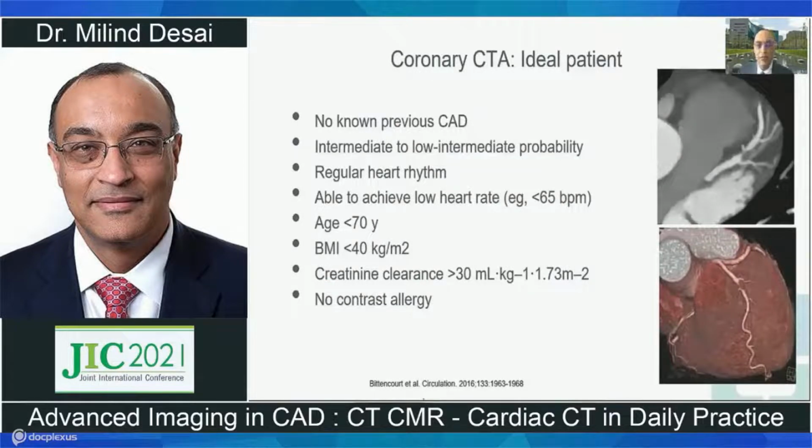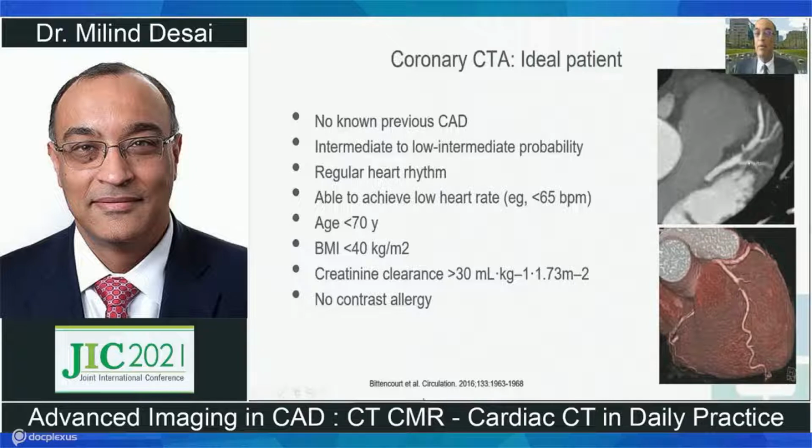Coronary CT angiography. What is an ideal patient? Ideally, they should not have previous CAD. Typically, they should be intermediate to low intermediate probability with a regular rhythm. You should be able to achieve a low heart rate, typically age less than 70, because once you get older, there's a lot of calcification that ends up creating problems in terms of diagnosis. Obesity results in a lot of noise. Of course, you give iodinated contrast, so creatinine clearance needs to be normal or near normal, otherwise you can put the patient in kidney failure, and there should be no contrast allergy.